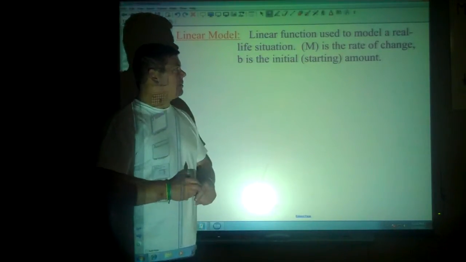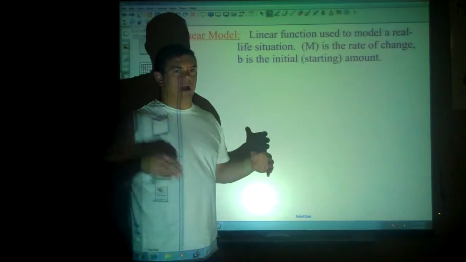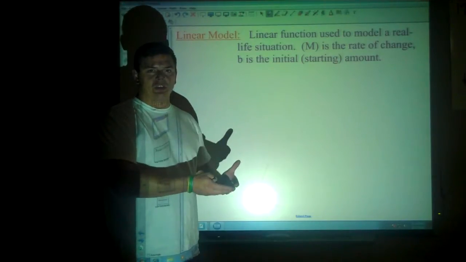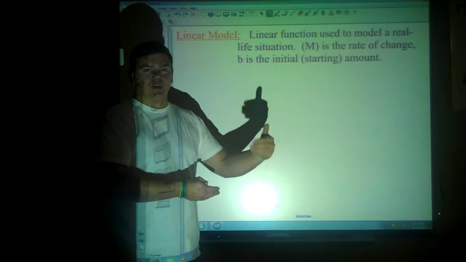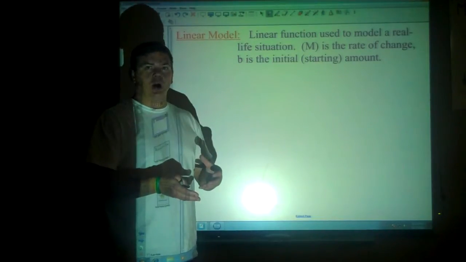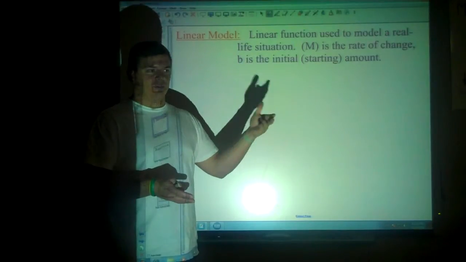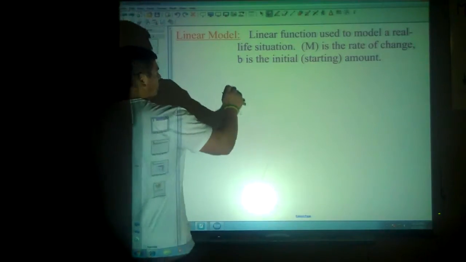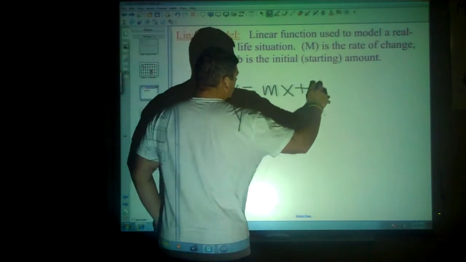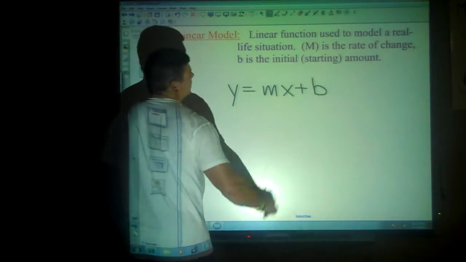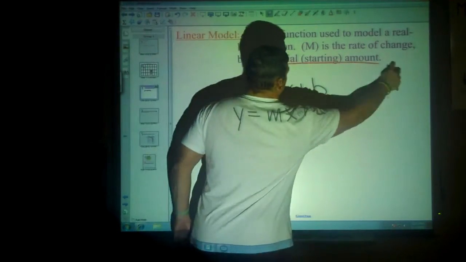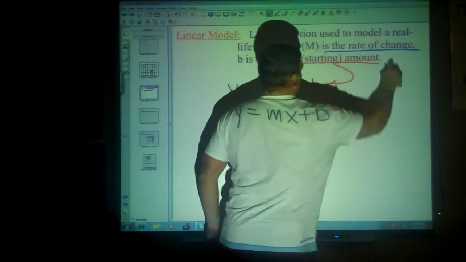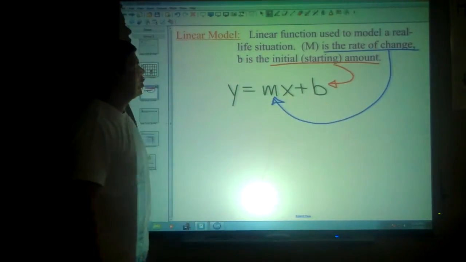The B value in y equals mx plus b is going to represent the starting amount, however much we begin with. If I put money into an account, say I put $200 into a savings account, and then I add to it every month $50 extra, the starting amount would be 200, my rate of change would be the 50. 50 more, 50 more, 50 more, 50 more. It's not changing every month, it's constantly that way. So in y equals mx plus b, the initial starting amount is this b value, and the rate of change is our slope.